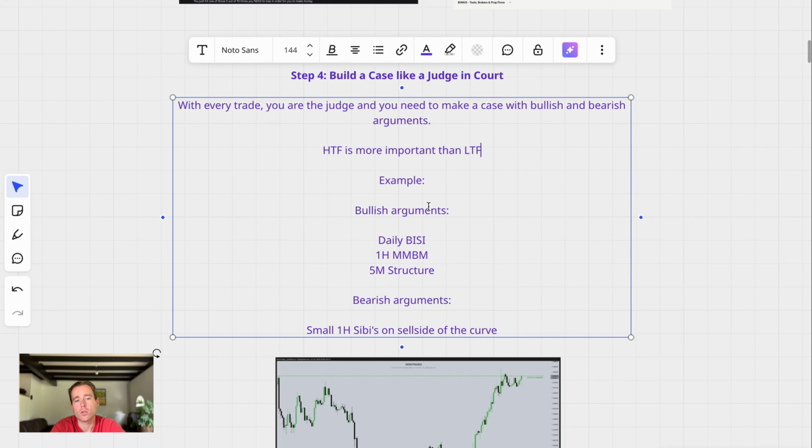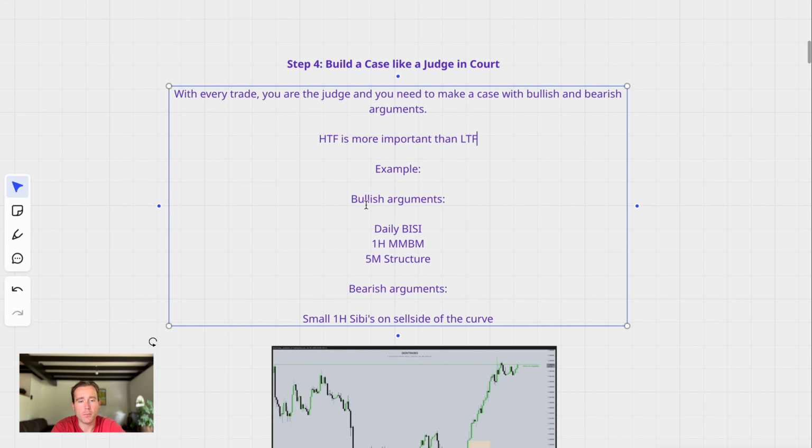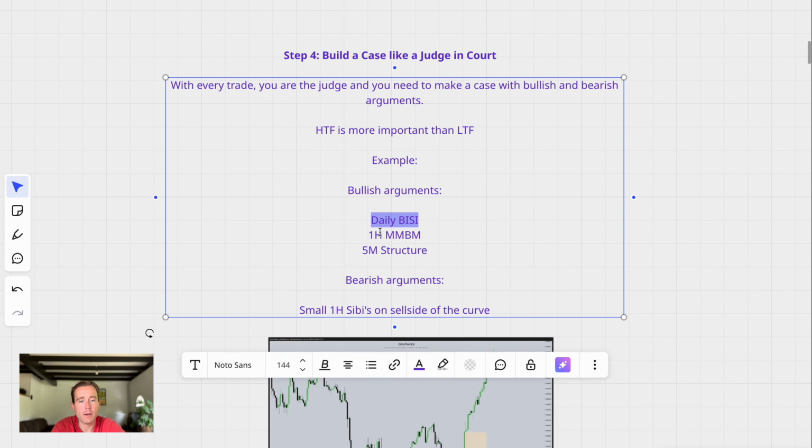Make sense? Cool. So for example, you are bullish. You have a daily bullish fair value gap, you have a 1-hour market maker buy model, and you have a 5-minute structure. That is a pretty nice bullish argument, a bullish case for price going higher, so you might want to long. But it's very important to also build a bearish case and see how strong that bearish case is.